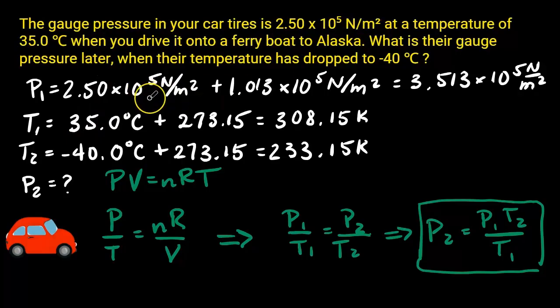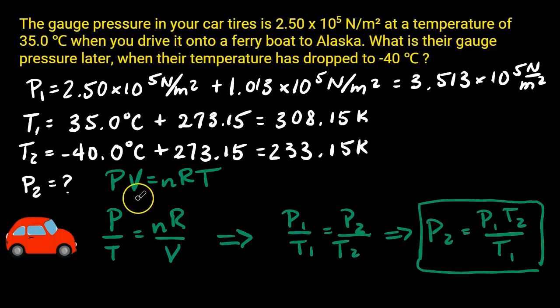But what we need is the absolute pressure. Remember that the ideal gas law uses the absolute pressure. So we need to take this value and add it to 1.013 times 10 to the 5th newtons per meter squared. And we get 3.513 times 10 to the 5th newtons per meter squared. Next, we're given the temperatures. We need to convert the temperatures in Celsius to Kelvin. So we need to add 273.15. And we get that T1 is 308.15 Kelvin. T2 is 233.15 Kelvin, and we're looking for P2.